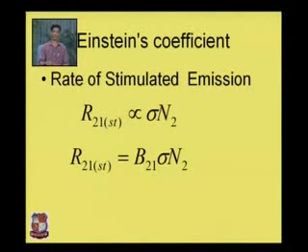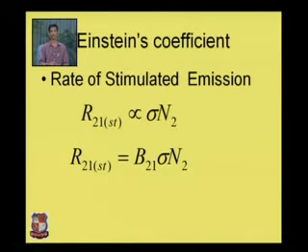So the rate of stimulated emission depends upon two factors. One is the density of the external photon, and the second is the number of electrons available in the state E2. So the rate of stimulated emission is R21 stimulated equal to B21 rho N2. So we have three equations: the rate of absorption, the rate of stimulated emission, and the rate of spontaneous emission.